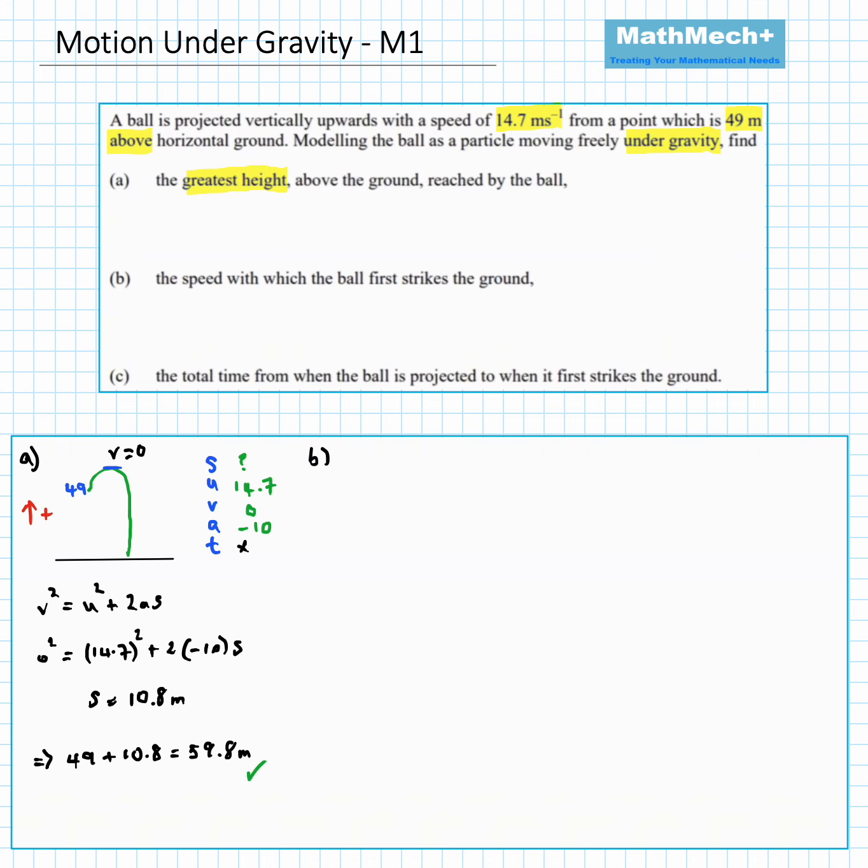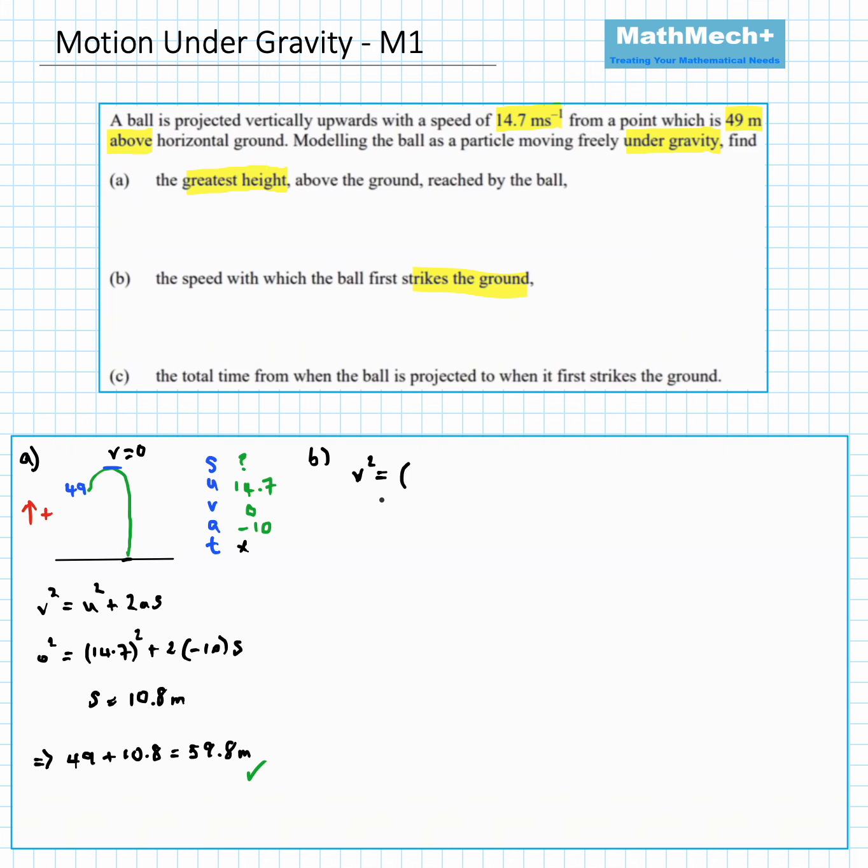Part B, the speed with which the ball first strikes the ground. Keep in mind, you might think that it equals 0 when it hits the ground. We're kind of not doing that, it's not exactly what that means. It kind of means just before it hits the ground, what would have been the velocity. So it's not 0, it's just before.